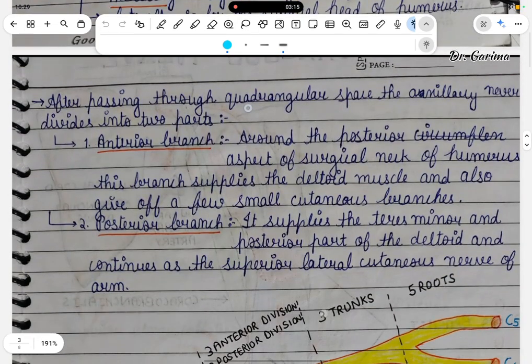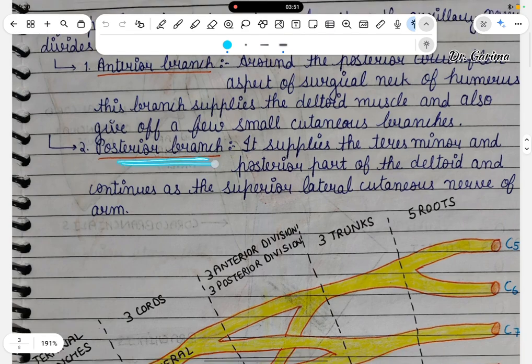After passing through the quadrangular space, the axillary nerve divides into two parts, the anterior branch and the posterior branch. The anterior branch winds around the posterior aspect of the surgical neck of the humerus. This branch supplies the deltoid muscle and also gives a few small cutaneous branches. The posterior branch supplies the teres minor and the posterior part of the deltoid and continues as the superior lateral cutaneous nerve of the arm.